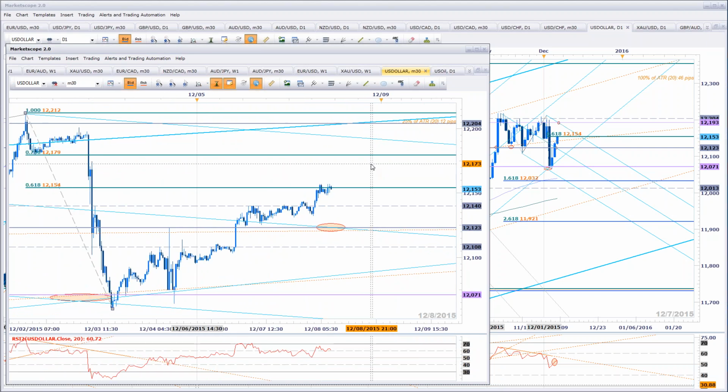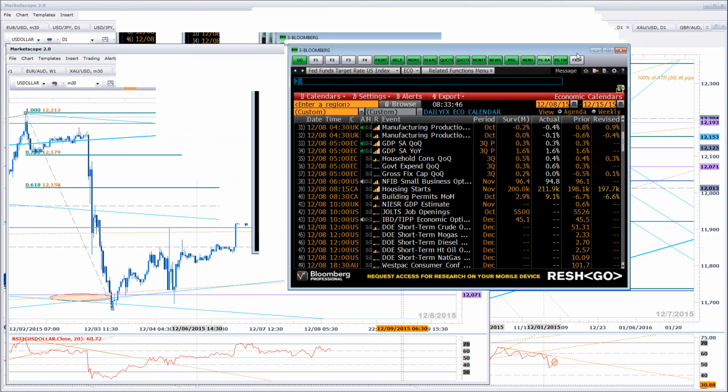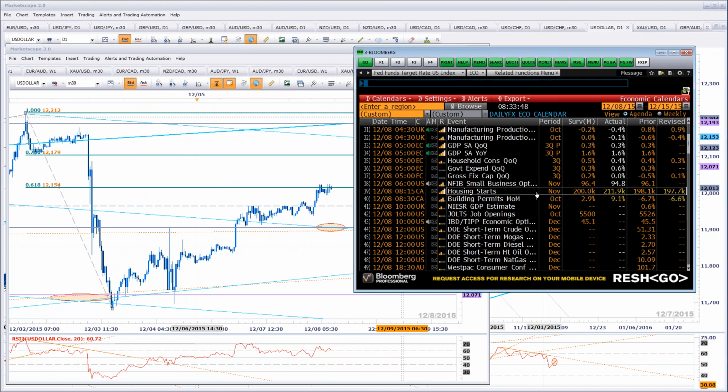We just did get the release, by the way, of the housing starts for Canada. That came in at 211,000, beating estimates. We'll look at the Canadian dollar. More importantly, building permits. Huge build, and a slight upward revision from negative 6.7 to negative 6.6. So nice data there on the CAD front.